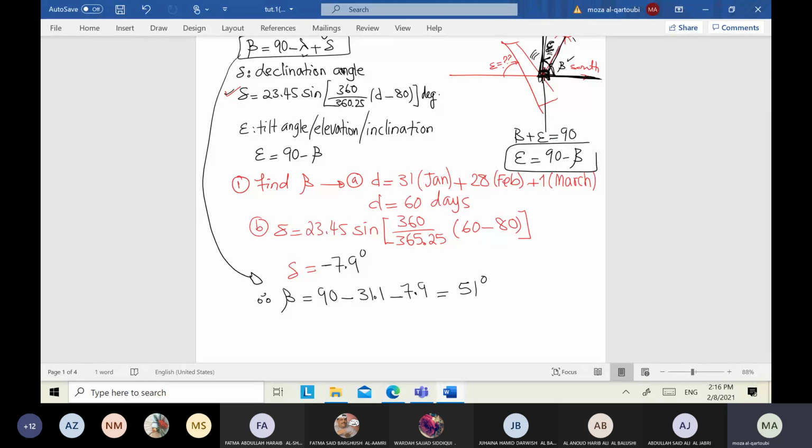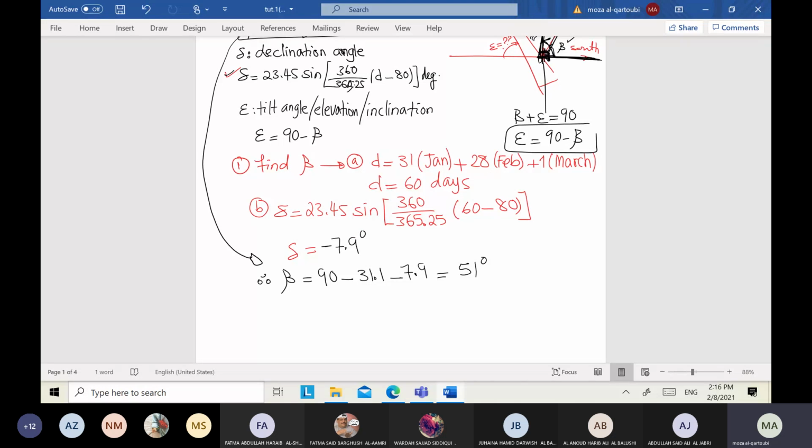Miss, in the formula for delta you wrote 360 over 360.25, and below you wrote 360 65. It should be 365. Yes, 365. We used this rule before. Okay, it was only a mistake in writing. So 360 over 365.25. So 51 degrees is the value of the altitude angle.